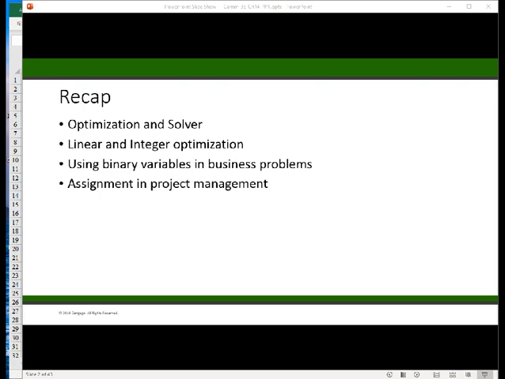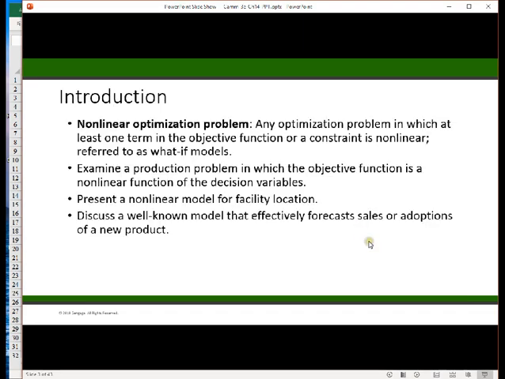Now we're ready to go on and look at nonlinear models. A nonlinear optimization is when we have at least one term in our objective function or a constraint that is nonlinear. And in this lecture, we'll examine some common nonlinear models, production problems when the objective function is nonlinear.